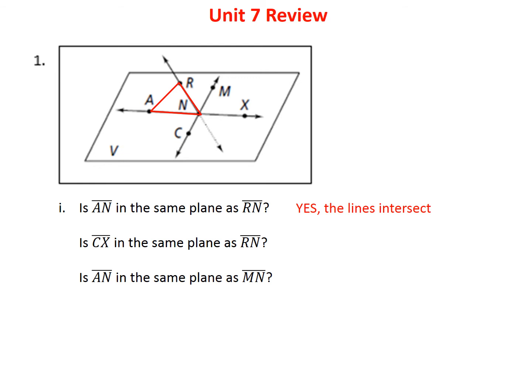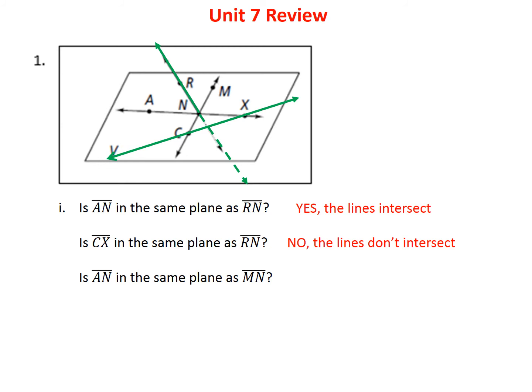Those two lines, by the way, intersect, so they're obviously in the same plane. Let's look at the line segment CX and the line segment RN. Again, in this case, there's CX, and if I look at RN, notice if you look carefully at them, they're not in the same plane, because CX is in the plane V, the flat one, but RN is cutting through it and they don't intersect. So those two lines don't intersect, so they couldn't be in the same plane.